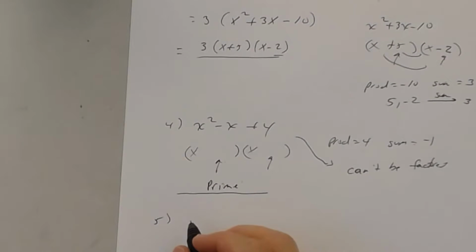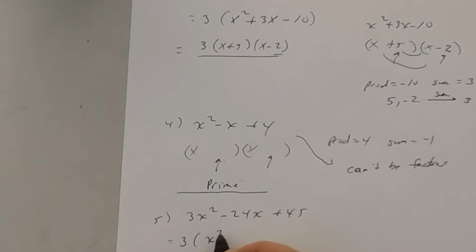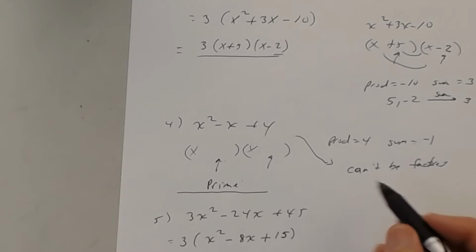Number 5, suppose we had 3x squared minus 24x plus 45. All right, what's the GCF? 3. So we get 3 times, what goes inside the parentheses? X squared minus 8x plus what? 15. All right, now remember though, you don't stop there.